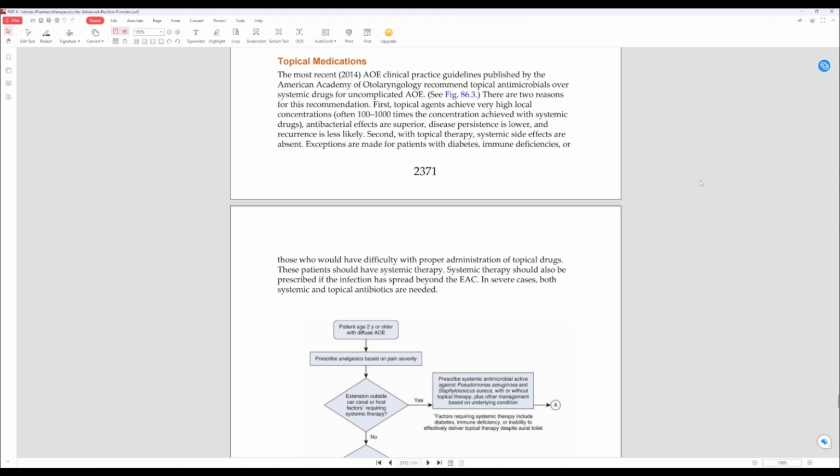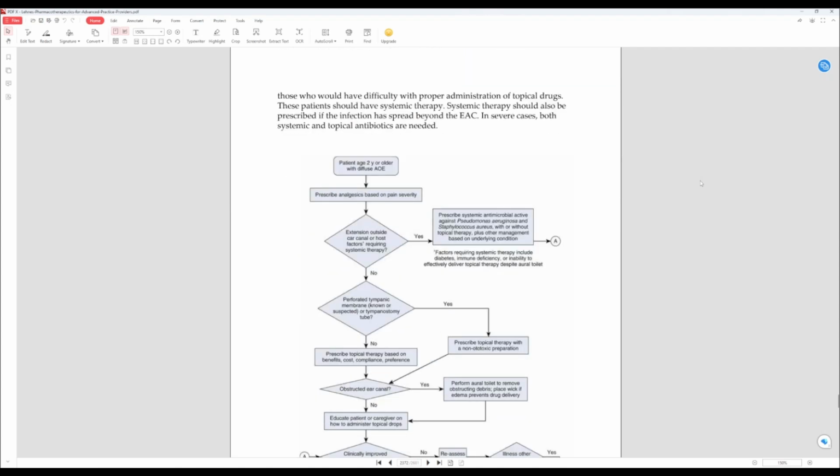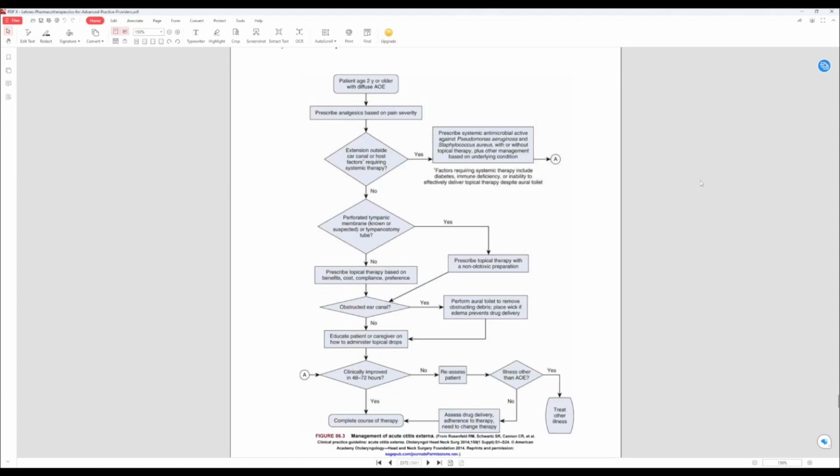Exceptions are made for patients with diabetes, immune deficiencies, or those who would have difficulty with proper administration of topical drugs. These patients should have systemic therapy. Systemic therapy should also be prescribed if the infection has spread beyond the EAC. In severe cases, both systemic and topical antibiotics may be necessary. So here is that guideline. It's an excellent spot to hit pause so you can review the management of acute otitis externa.